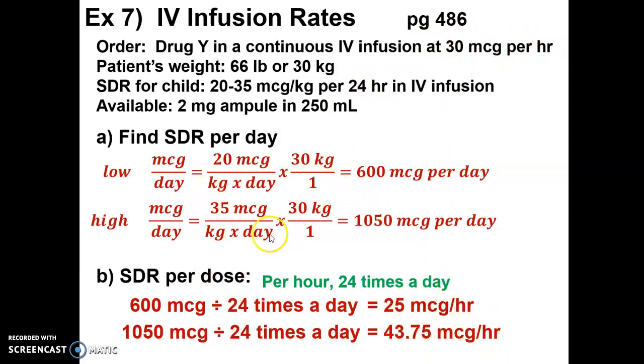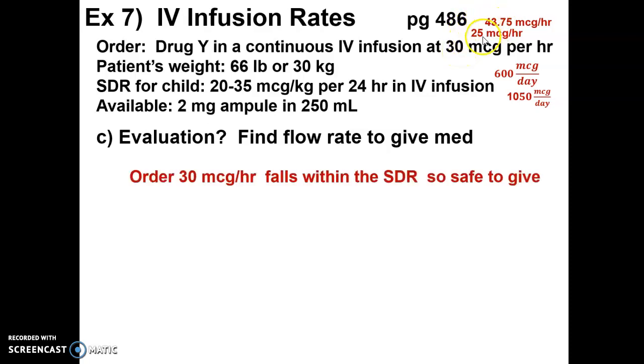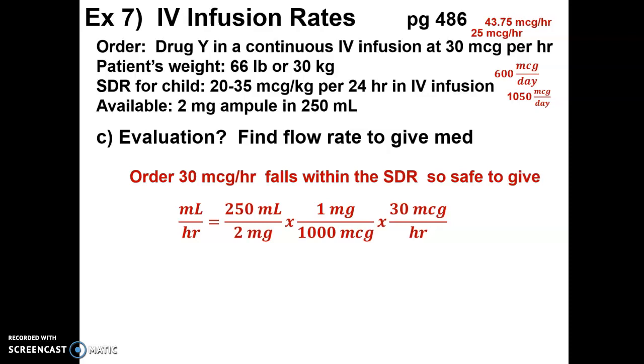Let me scroll ahead here. So part C is asking for the evaluation. If it's safe, then we need to find the flow rate. Okay, so I pulled in our calculations: 600 micrograms per day, 1,050 micrograms per day, and then the micrograms per hour are up here. So the 30 that our order is written for does fit within that 25 to 43. So yes, it is safe to give. Okay, we're good to go there.